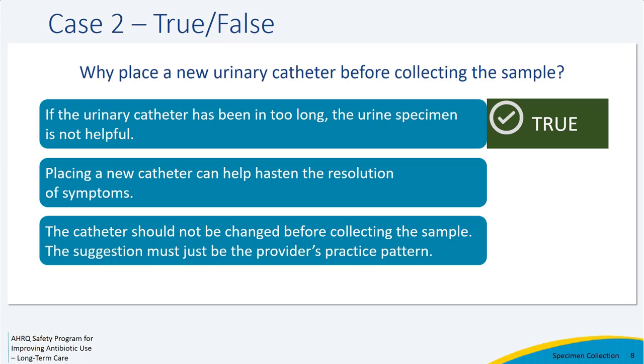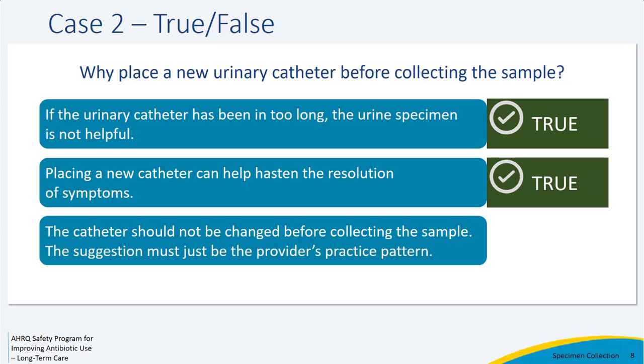2. Placing a new catheter can help hasten the resolution of symptoms. This is also true. If a urinary catheter has been in place for more than 2 weeks, a new catheter can help hasten the resolution of symptoms and reduce the risk of subsequent catheter-associated urinary tract infection or bacteriuria. We believe that the reason for this is that removing a heavily colonized catheter may remove the nidus for infection.